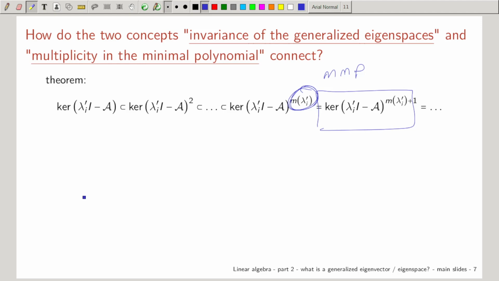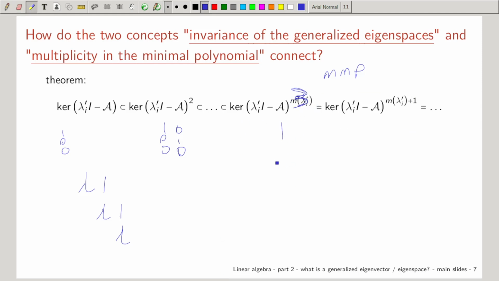Think of this one. Lambda, lambda, lambda. This one is going to be given by what? 1, 0, 0. And this one by 1, 0, 0, 0, 1, 0. True? If I put 3 here, this one is going to be given by 1, 0, 0, 0, 1, 0, 0, 0, 1. Do you see it?